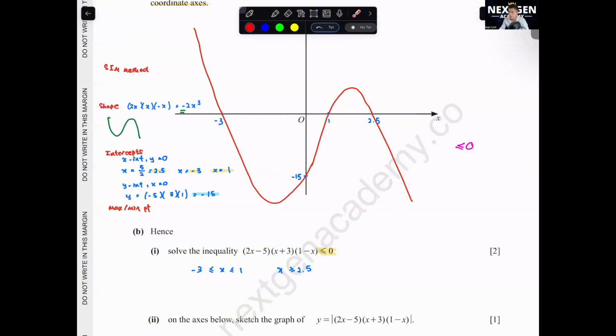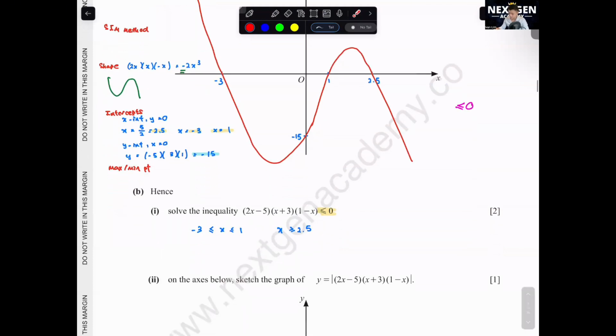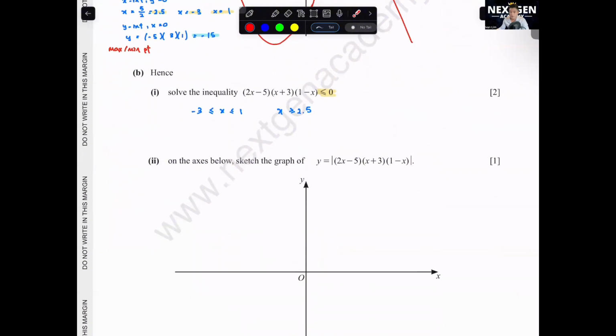Okay, any other question about graph? Do you need to master all the graph? Of course. 8 graphs in total for your current syllabus. Number 2, another graph one. Your stationary point does not need to be accurate. What do you mean doesn't have to be accurate?